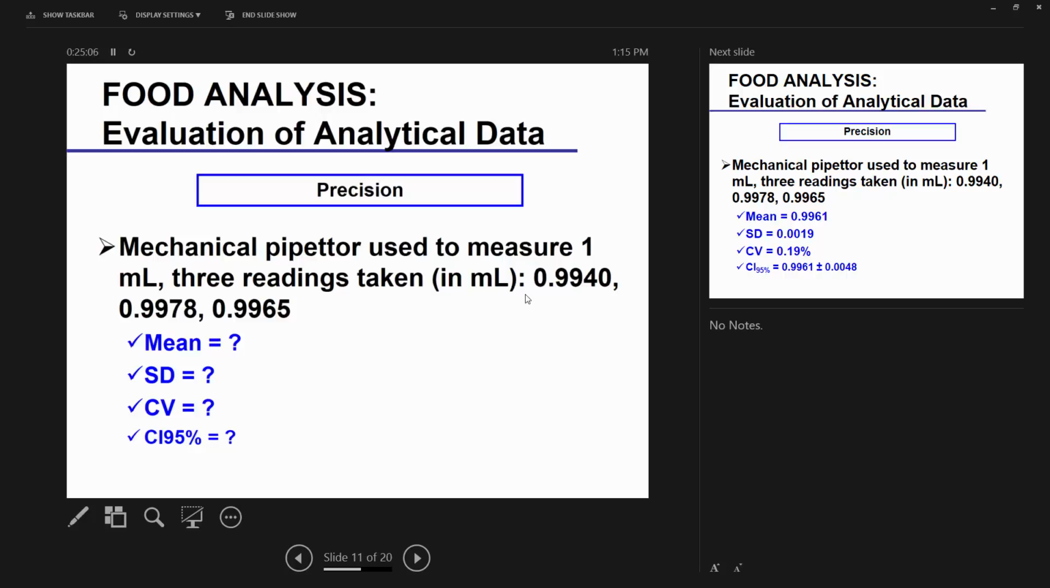Ready with an answer? Yes, Vadi. 0.99. Okay, that's your mean. Standard deviation, you haven't gotten that yet? Mean we all know now that you guys know how to calculate the mean. Let's get these values in.